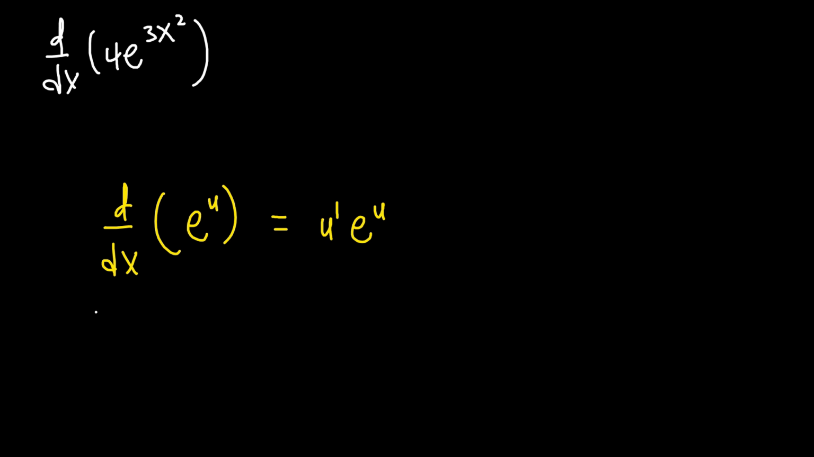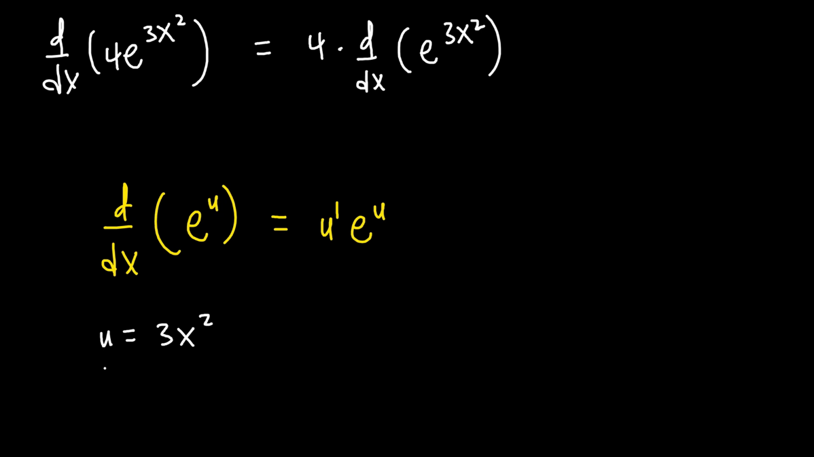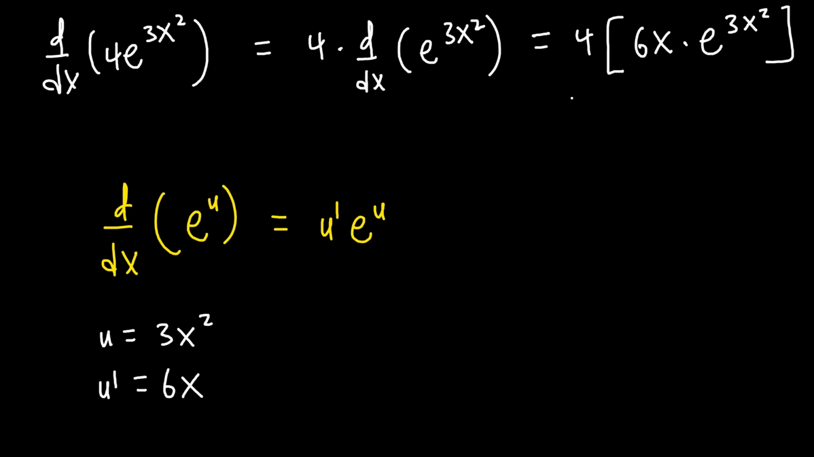How can you solve this? This can also be written as 4 times the derivative of e to the power of 3x squared. So in this case, u will be equal to 3x to the power of 2. And so u prime will be equal to, if you differentiate this, you get 6x. So this will be equal to 4 times u prime, which is 6x, and then times e to the power of 3x squared. Now 4 times 6 will give us 24. So this will be 24x, and then times e to the power of 3x squared.